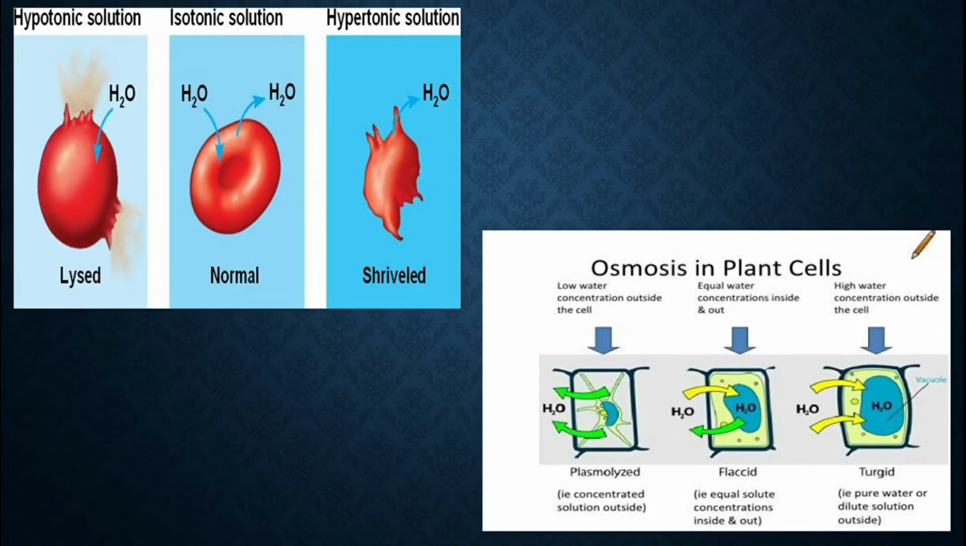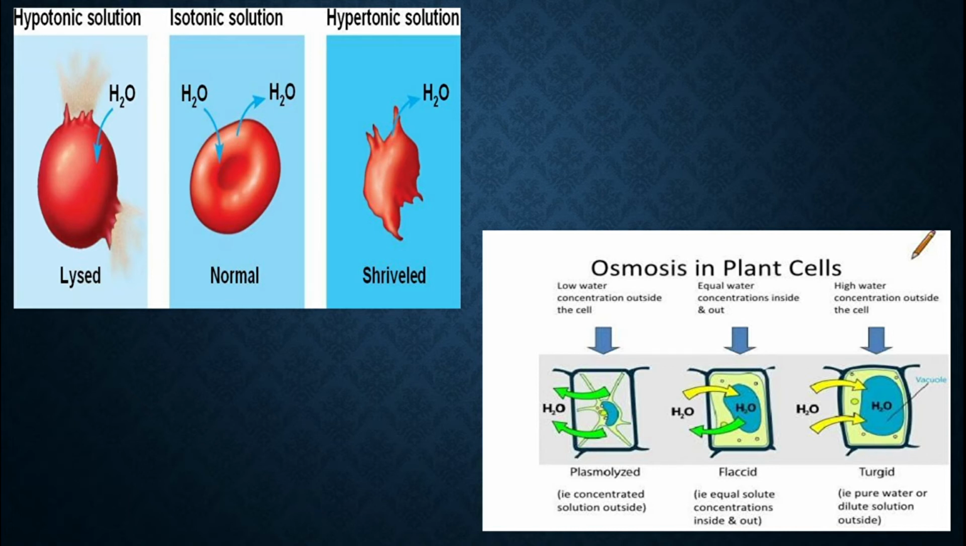Okay, now here you can see two more pictures. The first one shows hypotonic solution, isotonic solution and hypertonic solution. Now we'll go through this. What does it mean? You can tell from the arrows: in hypotonic, more water is going inside and the cell is getting burst. Then in isotonic, it is normal. Water is coming in and water is going out equally. And in hypertonic solution, there is no water inside, so the cell has shrunk, and the water is moving out.